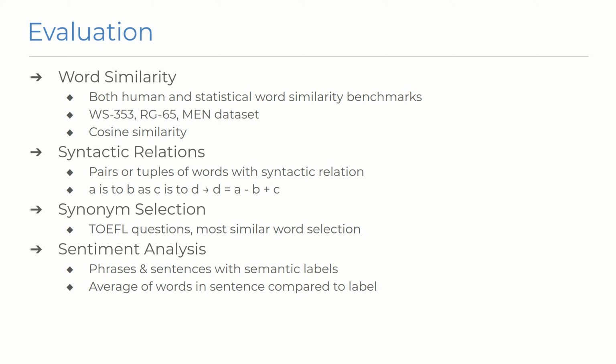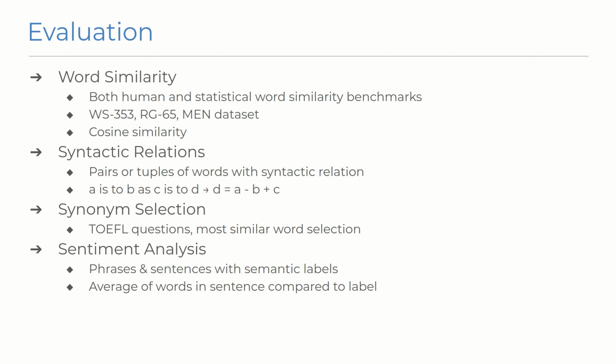A series of benchmarks are formulated to test the effectiveness of this retrofitting. First, we want to test the word similarity through a set of human-made statistically derived similarity benchmarks, namely the WS353 dataset with 353 word pairs and their similarity ratings made by humans, RG65 with 65 nouns, and the MEN dataset with 3,000 pairs sampled from a web corpus, and its evaluation metric is cosine similarity between the vectors.